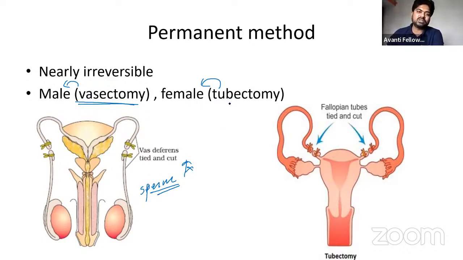And whenever we talk about the tubectomy, the doctor cuts the fallopian tube. That's why the egg cell cannot travel for the fertilization process. So these two are the permanent methods. ये दोनों भी क्या है, permanent method है.